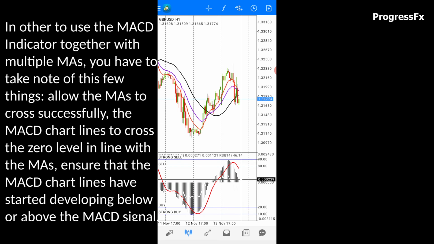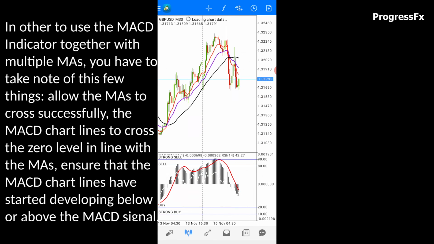So you can also see the chart line in the 1 hour time frame. It has not started developing below the zero level of the MACD, which means until it happens, the 4 hours cannot move as expected. That is the trick. And that is why I said always use a smaller time frame to confirm if your trade is ready to move before you place it.